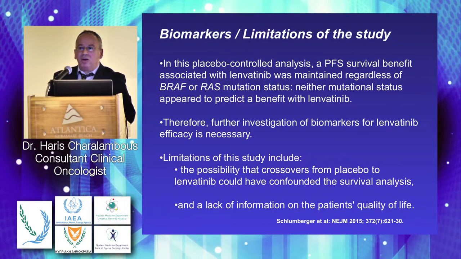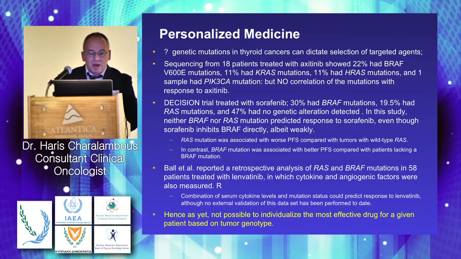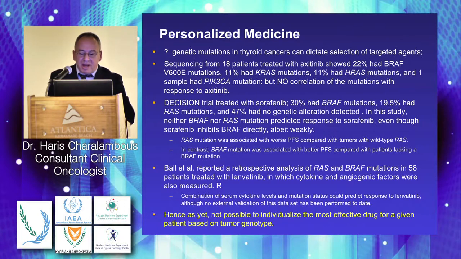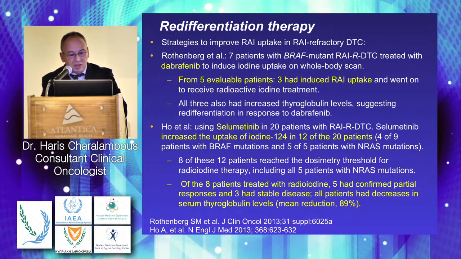But then again, there are quite a lot of things going on. I mean, we're not just talking about one pathway. Perhaps the paracrine loop with the VEGFR and other things that are happening are essentially confusing the scenario. And so from both DECISION and other studies, we have not had clear predictive factors for this. There is some small retrospective analysis with lenvatinib where some kind of combination of cytokine and angiogenic factors may give some external validation as a predictive factor, but I think we're at early days and we don't really know which one to use.